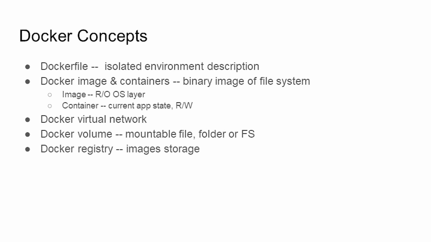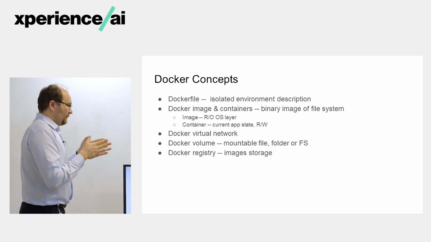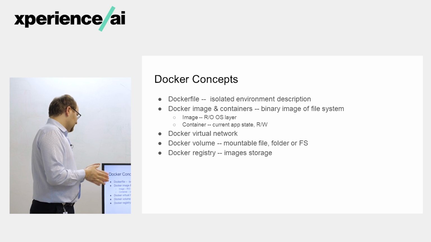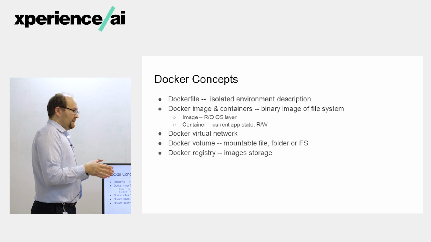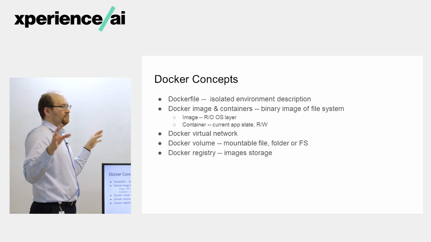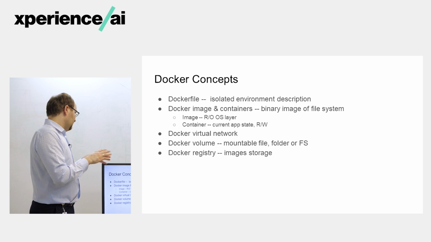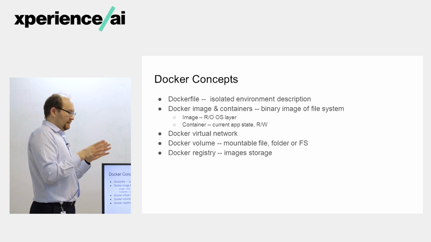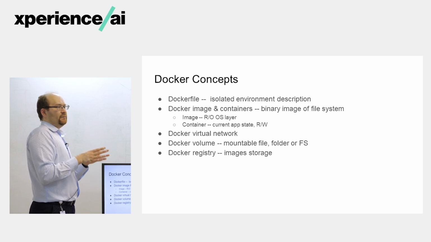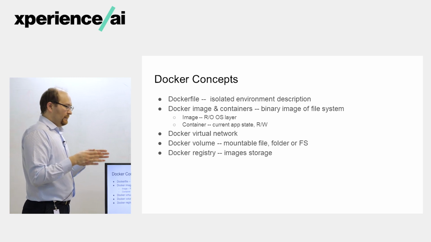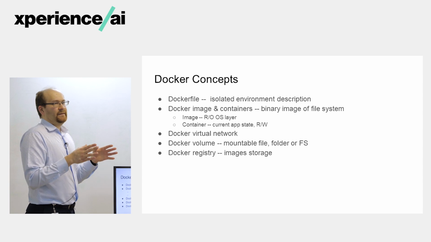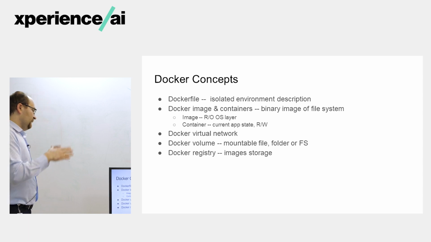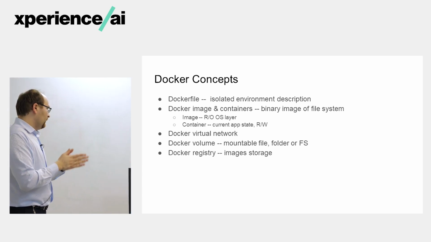So the first one: what concepts does Docker propose to us, and what should we understand? The first step, if you want to run several independent environments that are named containers at the end, you need to describe how this environment looks like, what kind of file system, what kind of files are there. And Docker proposes a Dockerfile format. It's something like a shell file. I'll show you later.